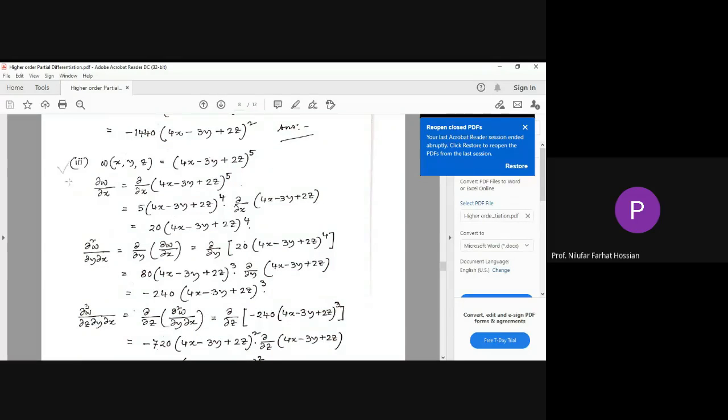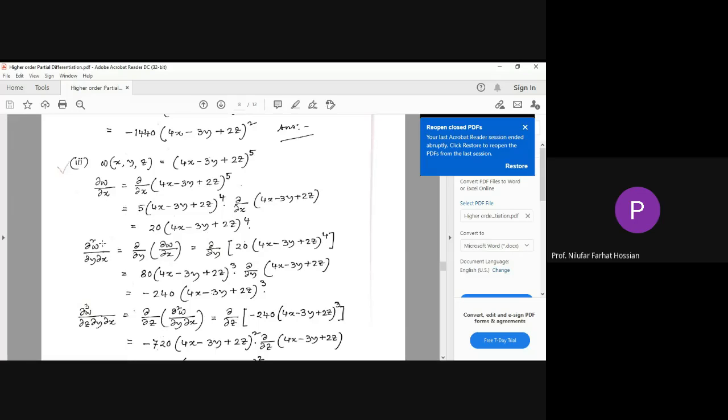In a similar way, at first we find del w by del x, so del x of the whole thing. This should be considered as x, so that means x to the power 5. So it should be 5x to the power 4 into del x of this whole thing. This y term is constant, z term is constant, so just 4. This 4 should be multiplied with this 5, so 20 into this.